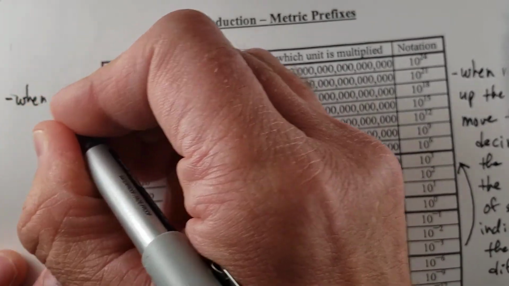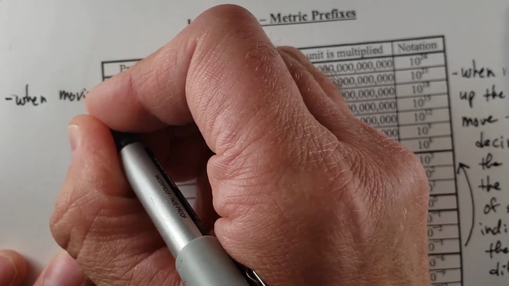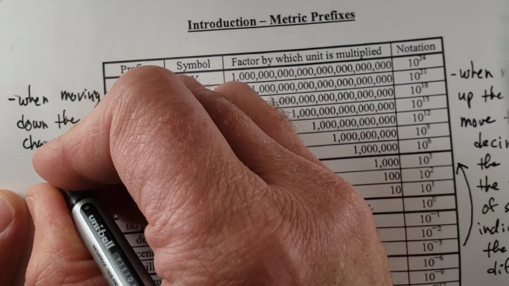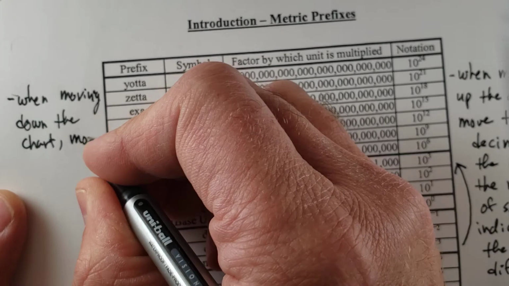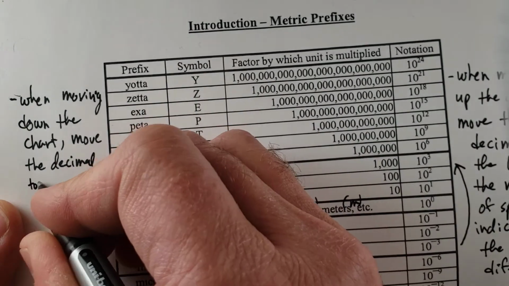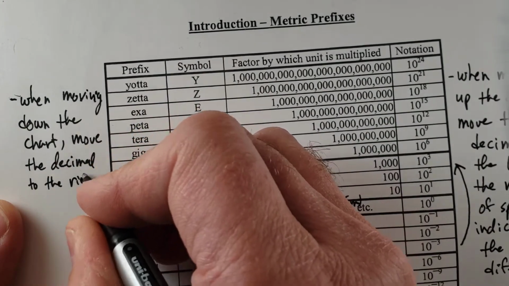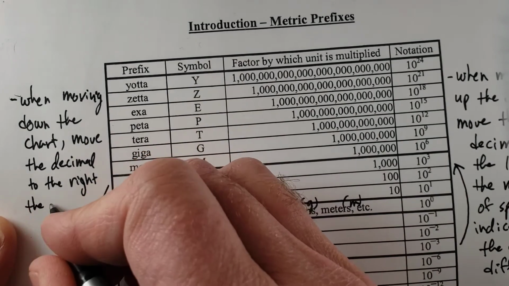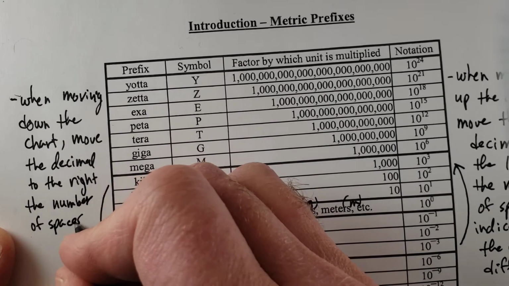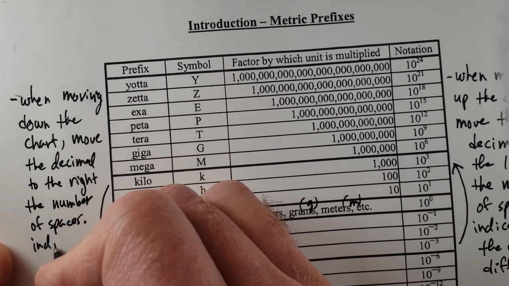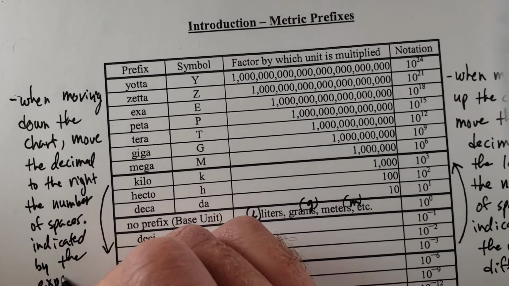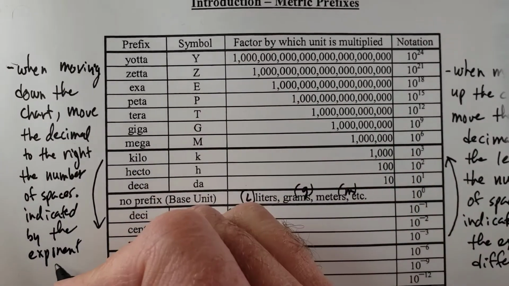when moving down the chart, move the decimal to the right the number of spaces indicated by the exponent difference.